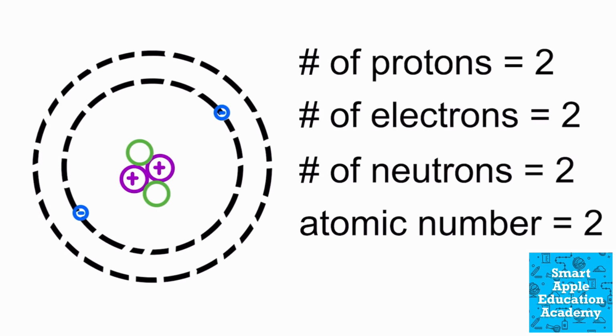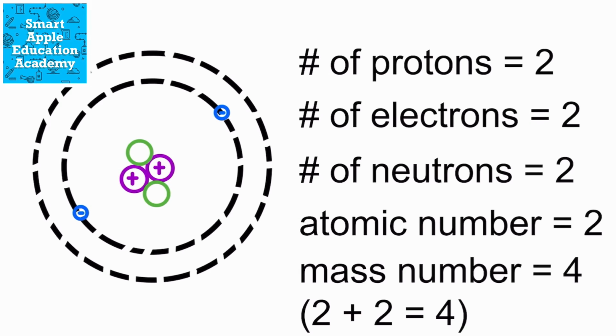Okay, last but not least, we have the mass number. The mass number can be calculated by computing the number of protons plus the number of neutrons. Well, we know that there are 2 protons and that there are 2 neutrons, so let's add them together. 2 plus 2 equals 4, so the mass number is 4.